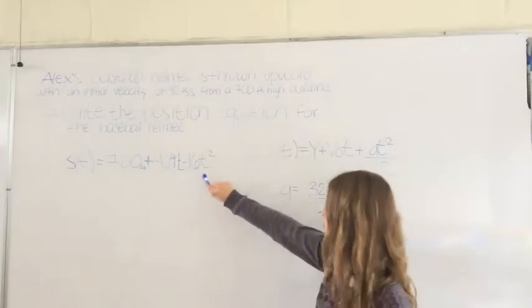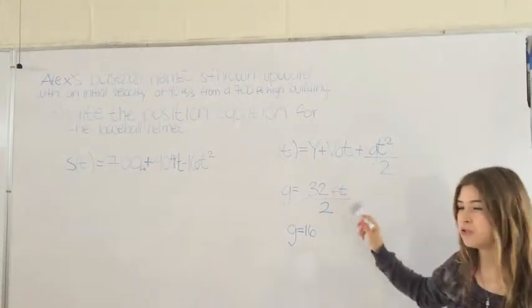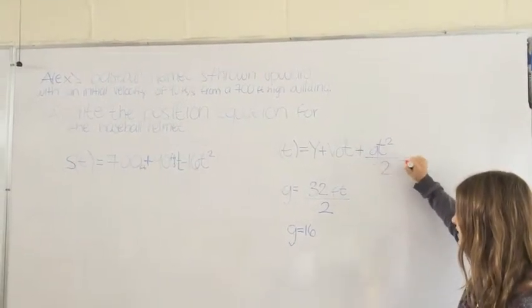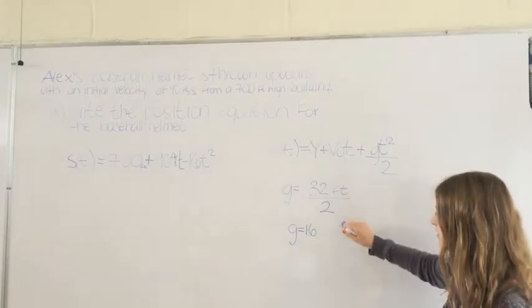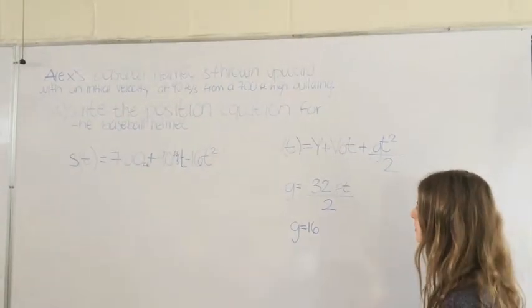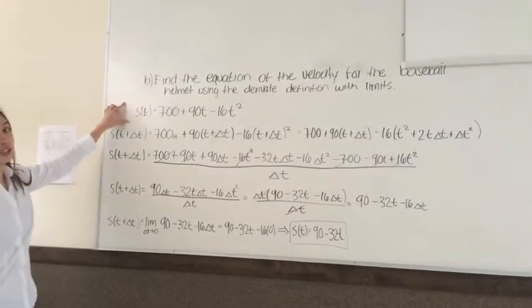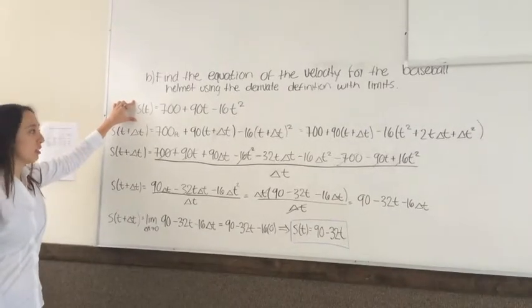And we have 16 here because gravity in feet is 32, but in the formula we need to divide it by 2. So we divide 32 by 2 and we get 16. Okay, so first of all, we need to use again the equation that we got in question 8. And for that, we need to use the derivative definition.